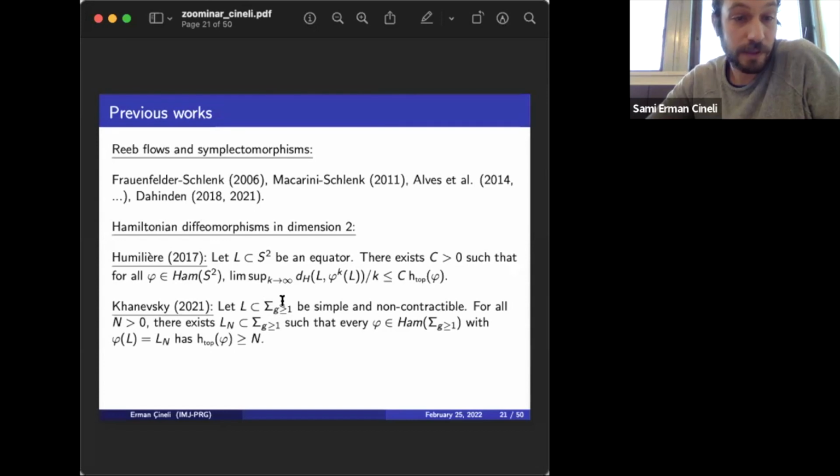And Hanetsky, so in this result, the genus of the surface is at least 1. We take a non-contractible Lagrangian L, and for all positive numbers n, there exists another Lagrangian L sub n, which is Hamiltonian isotopic to L, such that every Hamiltonian diffeomorphism that takes L to L sub n has topological entropy at least n. It is clear from the statement, but let me say it: here the topological entropy is detected at phi, so you don't look at the iterations of the map.